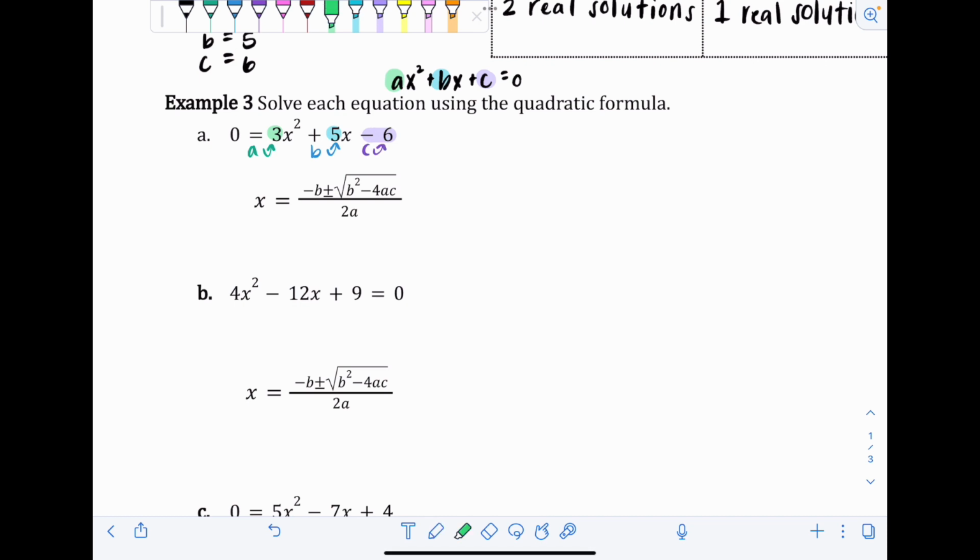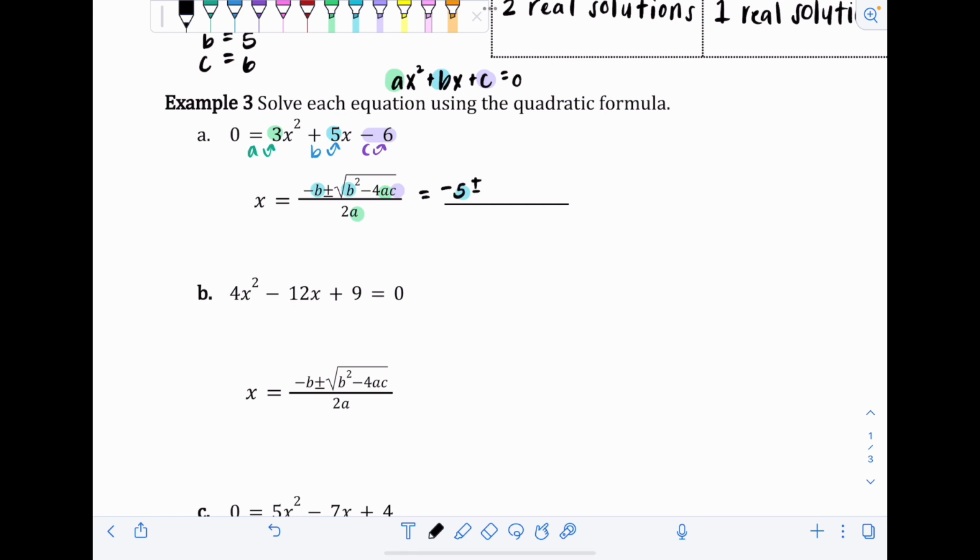So I'm going to put 3 in for every spot where there's an a in the formula, because the lead coefficient is 3. And then b is 5, so that's going to go in for both of the b's. And then c is negative 6, so that'll go in for the c. So we'll set up our fraction, and then it starts off with negative b. So negative is a part of the formula, and then b would go here, which b is 5.